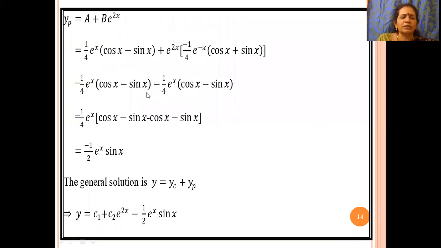Okay, so after getting A and B, go to the particular integral yp. Yp is Au plus Bv. So we got A, substitute A and substitute B, simplify, and we'll get yp. After getting yp, we already have yc. Then substitute in the general solution. So write down the general solution as y is equal to yc plus yp, right? So this is the general solution.